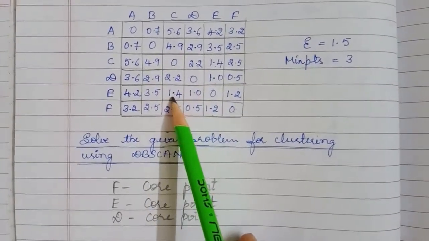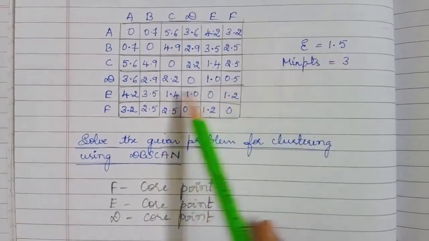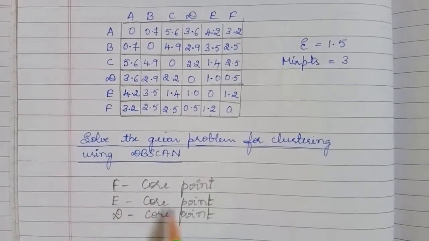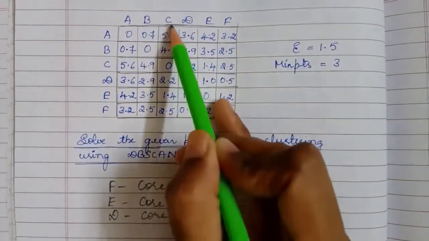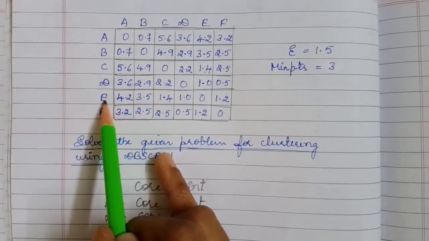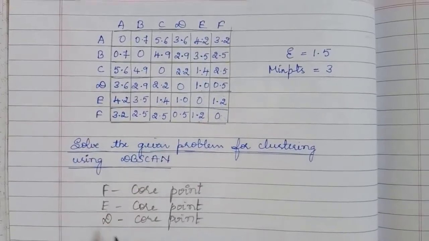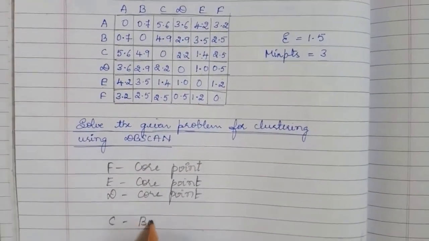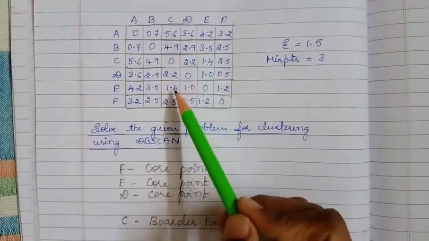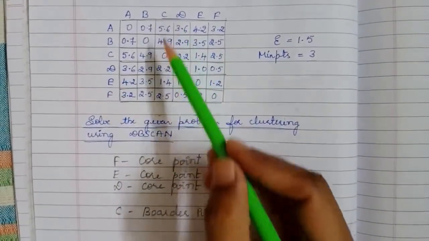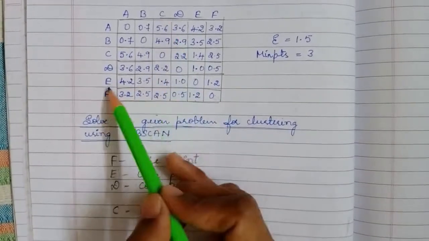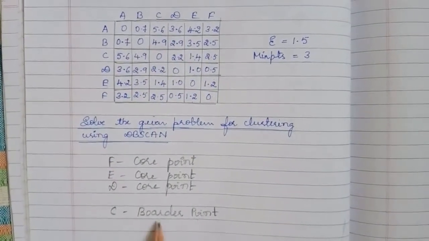So 1.4, that is less than the given epsilon distance of 1.5, and that is associated with point E, and point E is a core point. So C, at distance 1.4, is in the circle of point E. So C is a neighbor of E. So what do we call C? A border point. C, with the distance 1.4 to E, falls inside the circumference of point E. So C is a neighbor of E, and we can call C a border point.